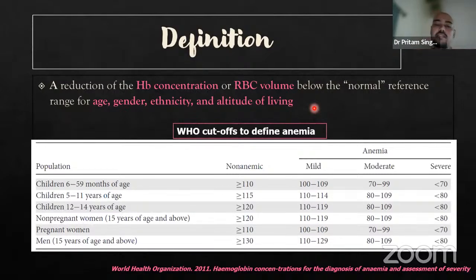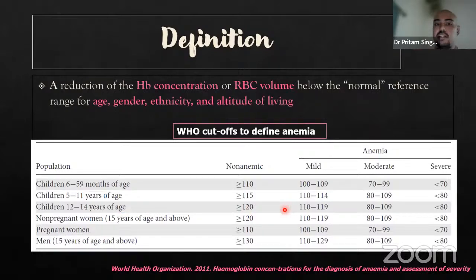The World Health Organization has given hemoglobin cutoffs to define anemia. In young children between 6 to 59 months of age, the under 5 children, they have defined anemia as any value less than 11 gram per deciliter. In older children, the hemoglobin cutoff to define anemia is 11.5 gram per deciliter, and for the adolescent age, it is 12 gram per deciliter.